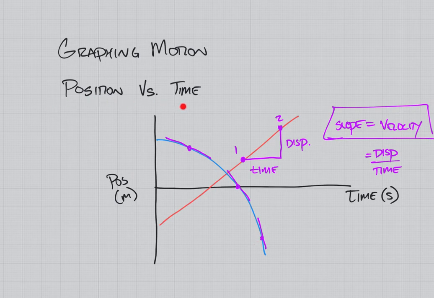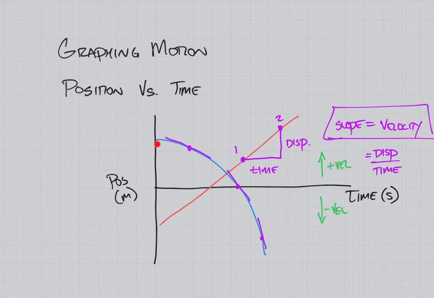So when we're looking at graphing motion, the main idea that we have to understand is that anything that is moving in this direction is in the positive direction with a positive velocity. Anything that is moving downward is going to have a negative velocity. So not only can we tell how fast something is going by the slope, but we can tell the direction by the direction that it is moving.